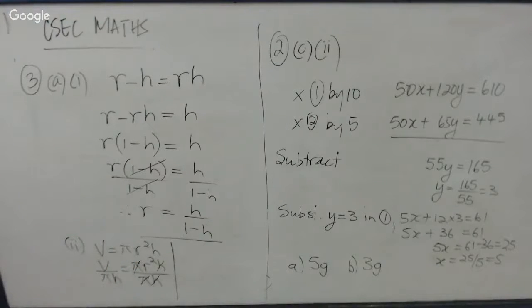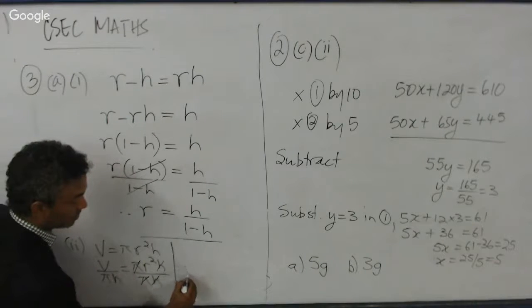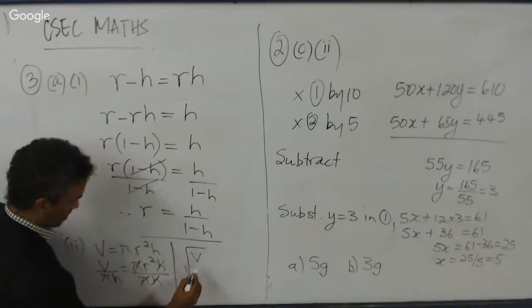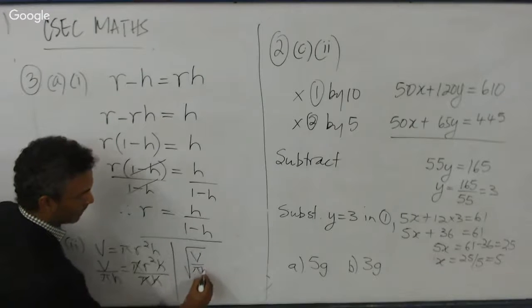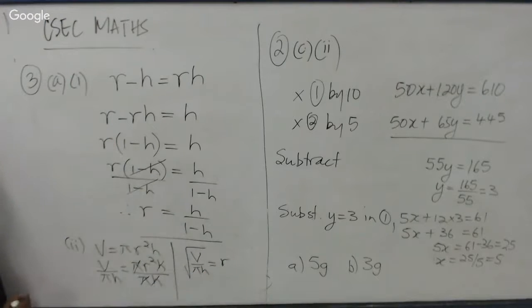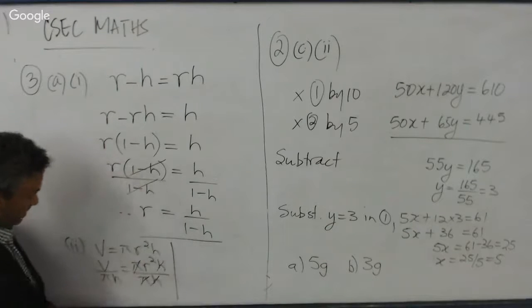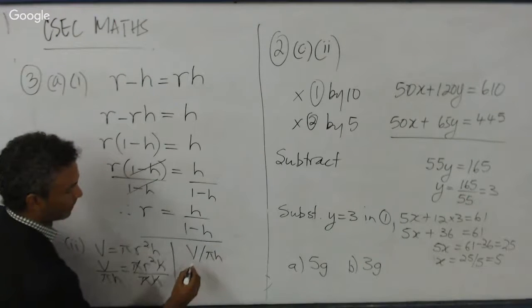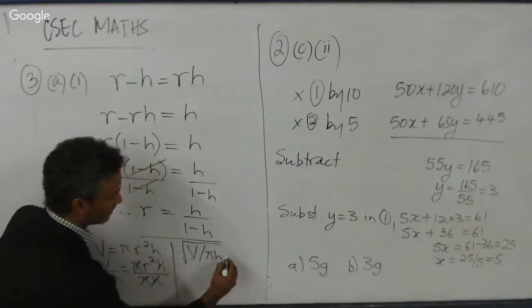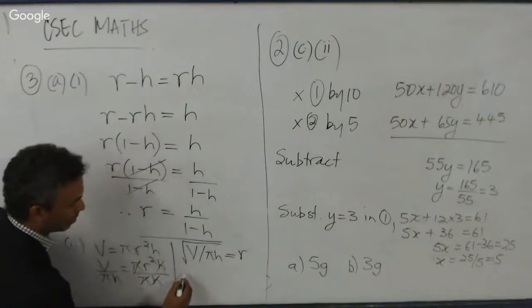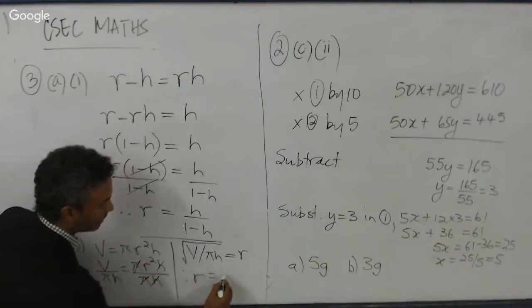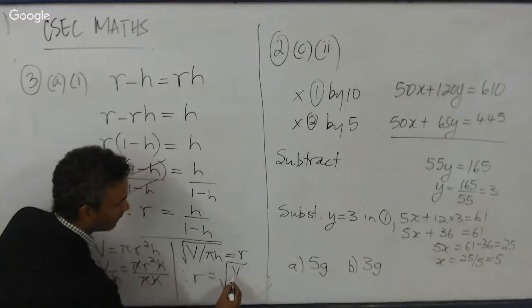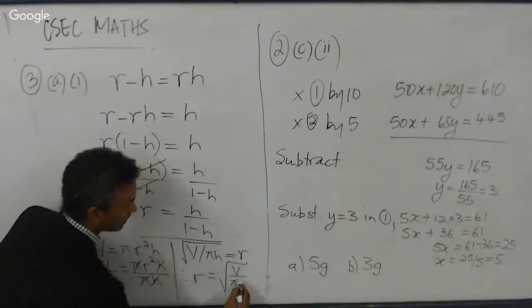To get R out of R squared, you find the square root. So what you get is the square root of V over pi H equals R. The square root of all of that is equal to R, or R equals the square root of V over pi H.